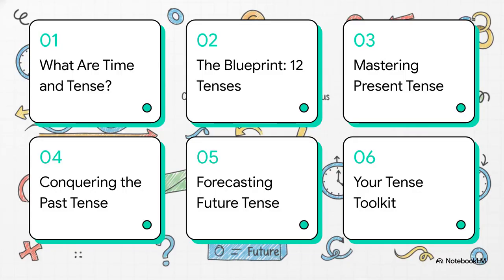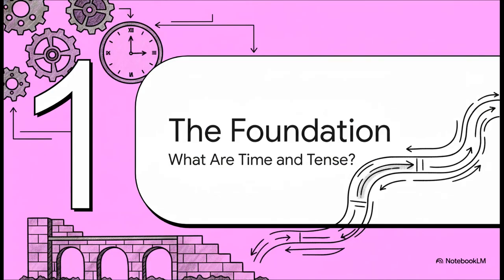First, we'll get the basics down. What are time and tense? Then, I'm going to show you the secret blueprint for all 12 tenses. After that, we'll dive into the present, conquer the past, and look ahead to the future. And finally, we'll wrap it all up with your own complete grammar toolkit. Okay, let's get into it.